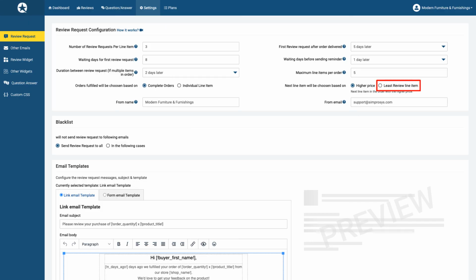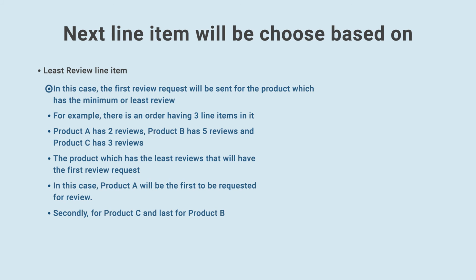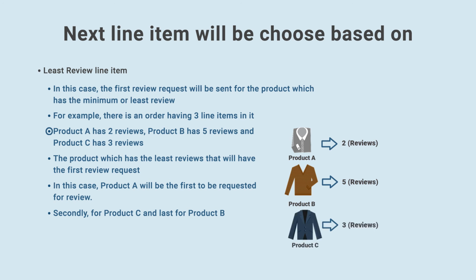Least review line item. In this case, the first review request will be sent for the product which has the minimum or least reviews. Let's see how it works. For example, there is an order having 3 line items in it. Product A has 2 reviews, product B has 5 reviews, and product C has 3 reviews. The product which has the least reviews will have the first review request. In this case, product A will be the first to be requested for review. Secondly, product C, and last product B.